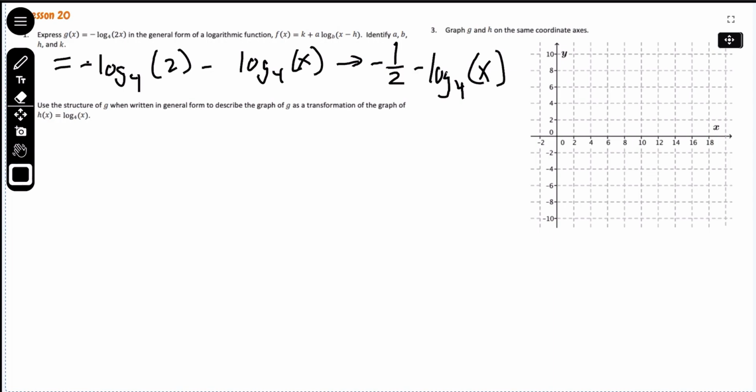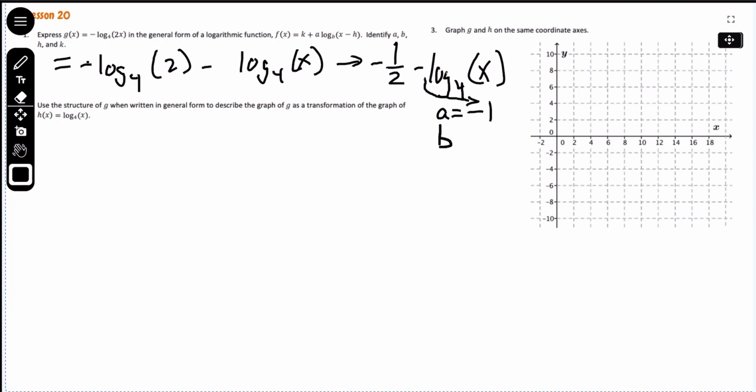Now we would just simply talk about what our A, B, and all that is. So what is A? And be careful here and don't say, oh, there is no A, because there is an A. Right here in front of this log is a negative 1.